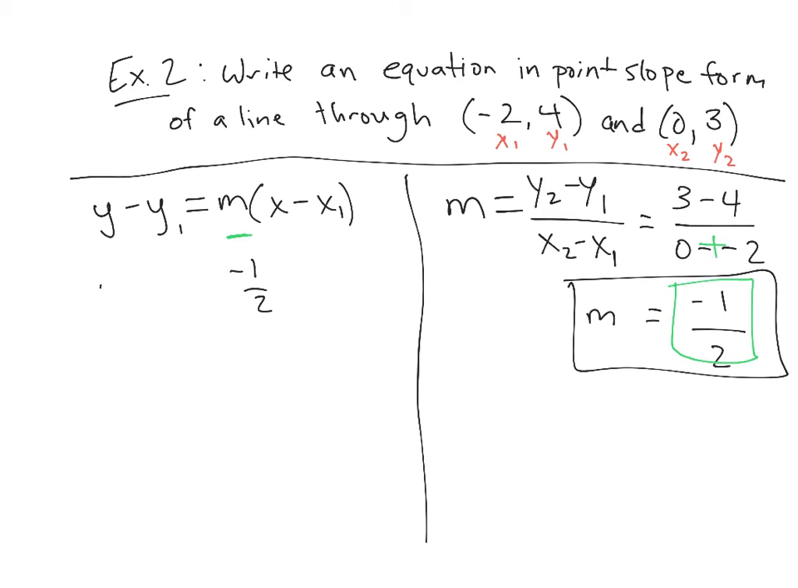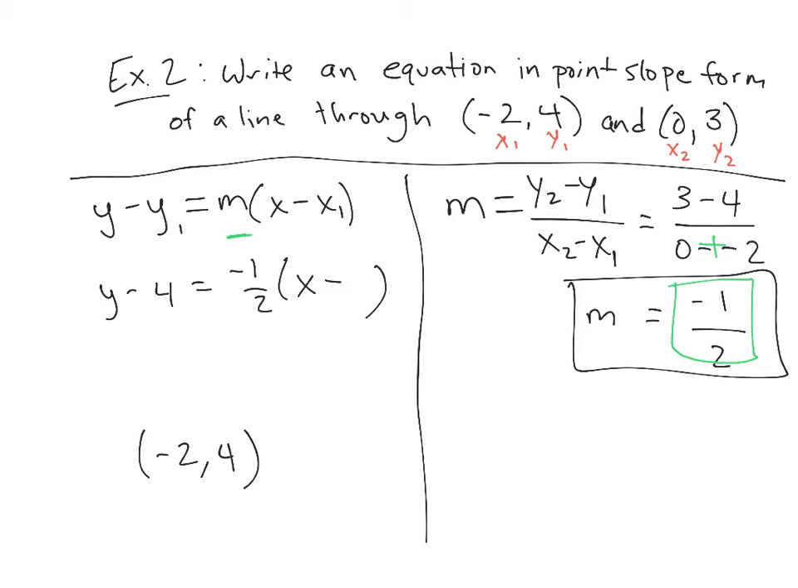So I have y minus my y1. So I'm going to pick the point negative 2, 4. So my y1 value would then be 4 equals m times x minus x1. What is my x1 value here? So if I'm using the point negative 2, 4, what would be my x1 value? Enter your answer when you're ready.